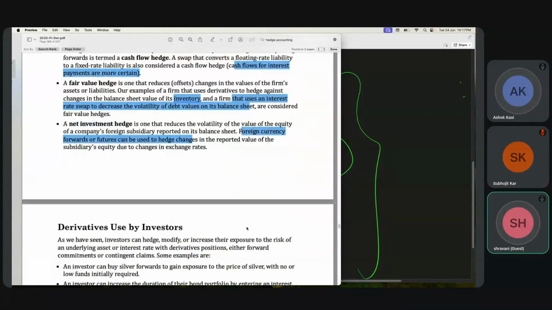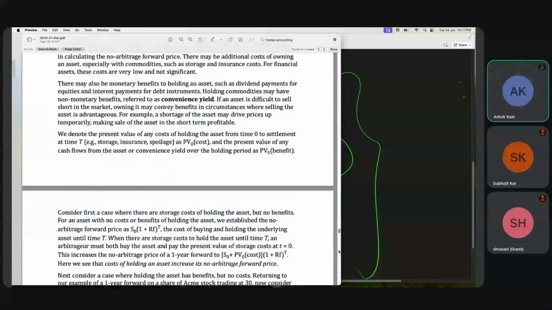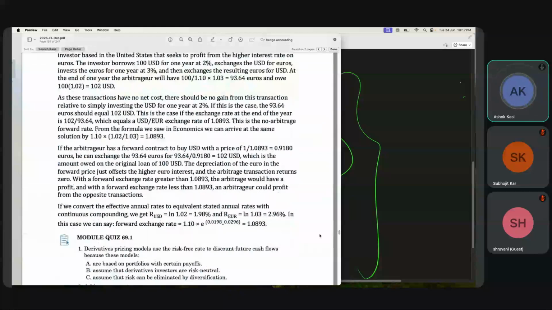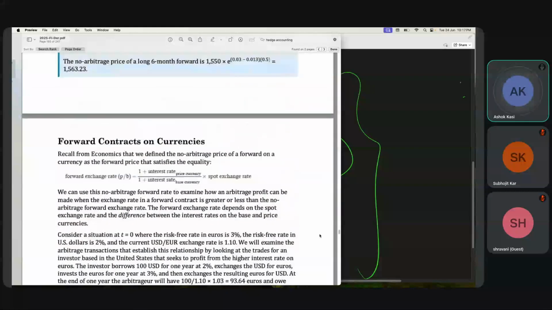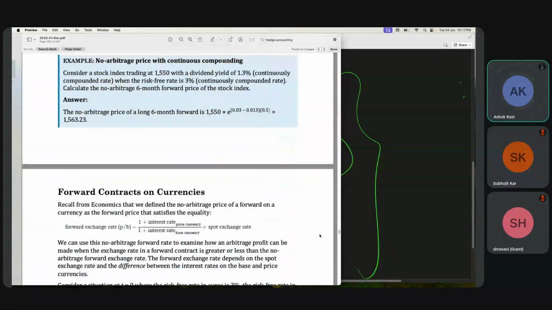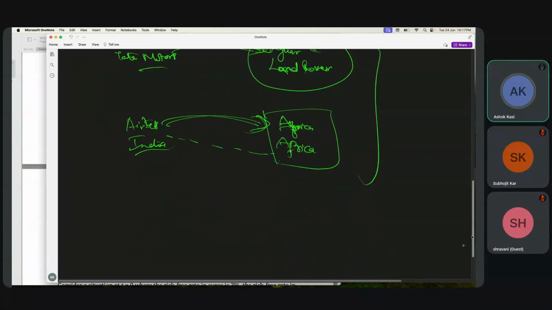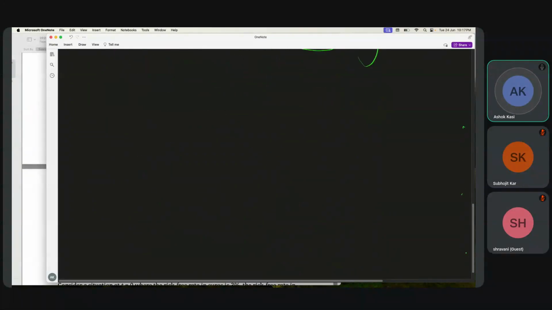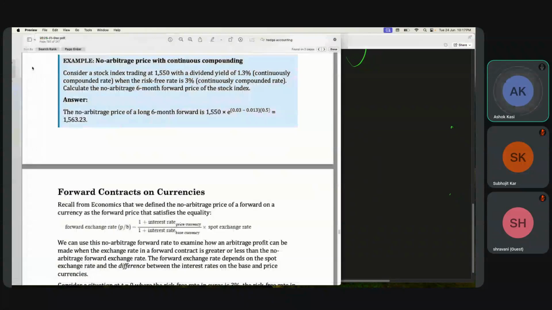No, sir. Okay, so we were speaking about this continuous compounding, right? No arbitrage price with continuous compounding.